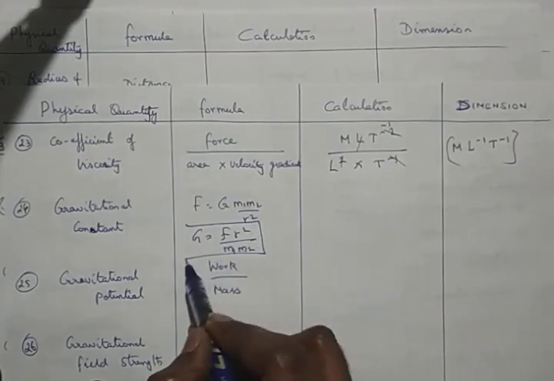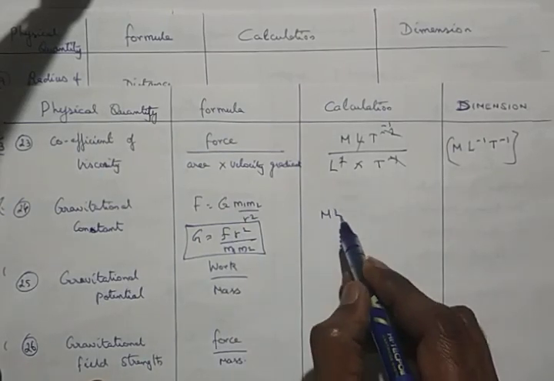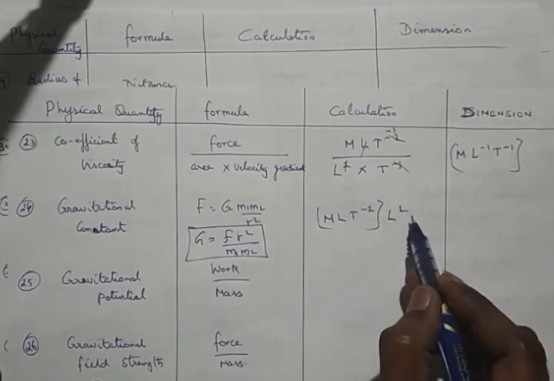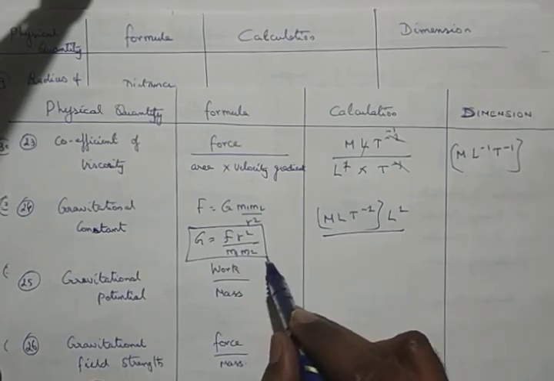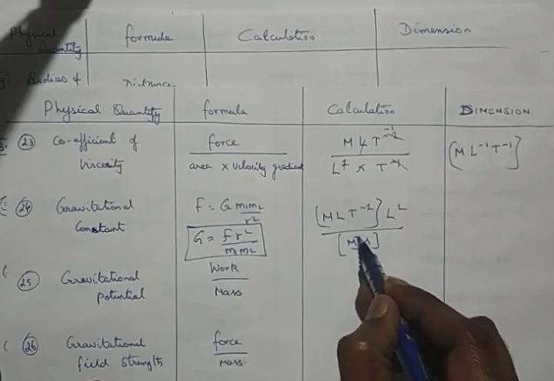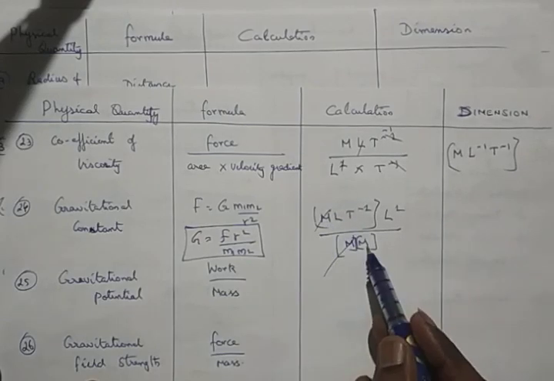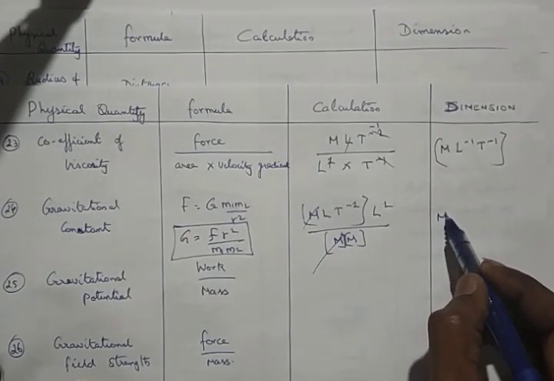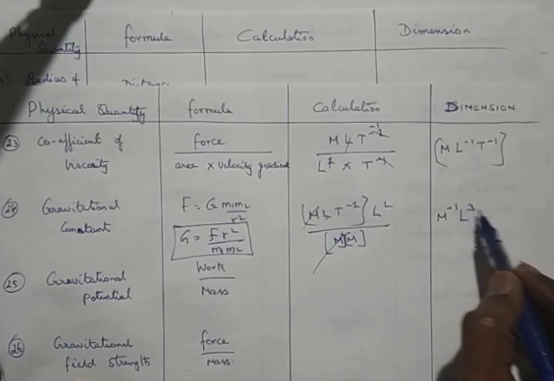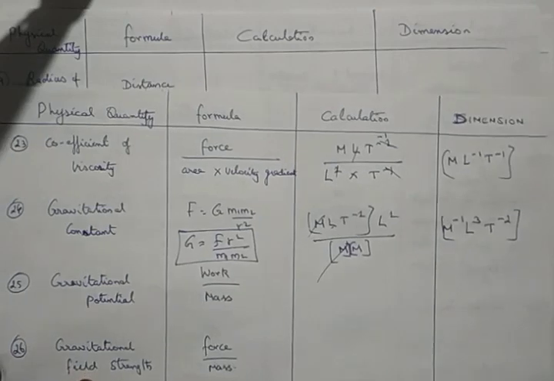So this particular formula goes for the dimensional calculation. It is M L T minus 2, that is for force. Distance square, it is L2 upon mass, M into M. So putting all finally together, this mass and this mass will get cancelled out. So this mass will go to the numerator, M minus 1, both the L parameters will be multiplied, L cube, T minus 2. This is for gravitational constant.